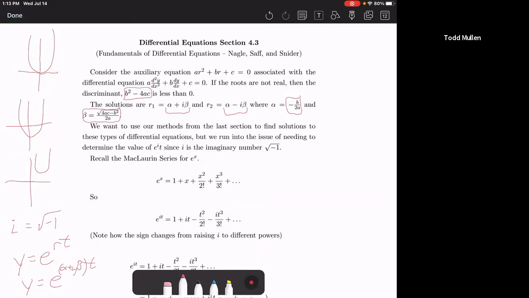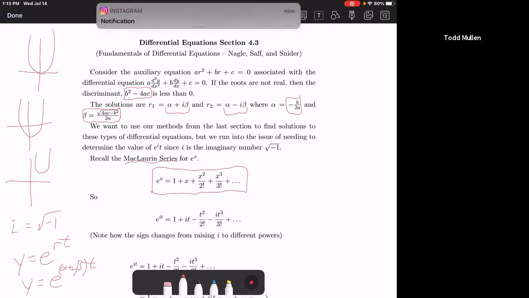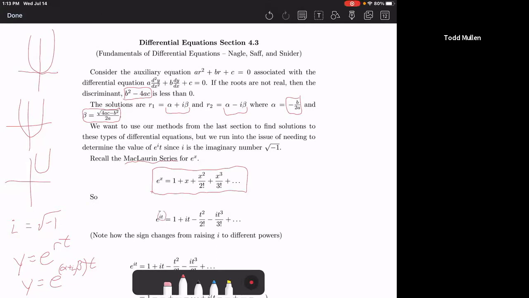So we're going to go back to the Maclaurin series. You may recall that the Maclaurin series for e to the x is equal to 1 plus x plus x squared over 2 factorial plus x cubed over 3 factorial, and so on. So we can just plug in it for x. Everywhere there's an x here, we're just going to substitute it with it. So 1 plus it.